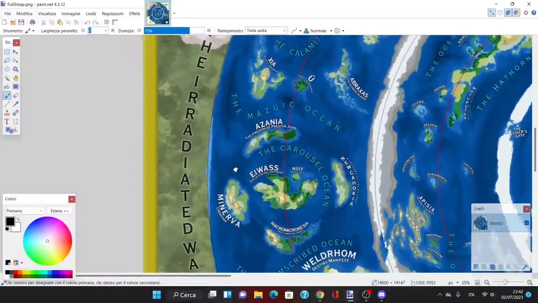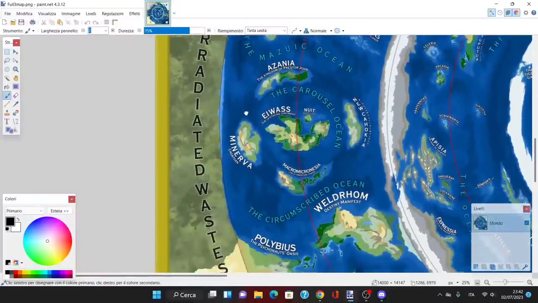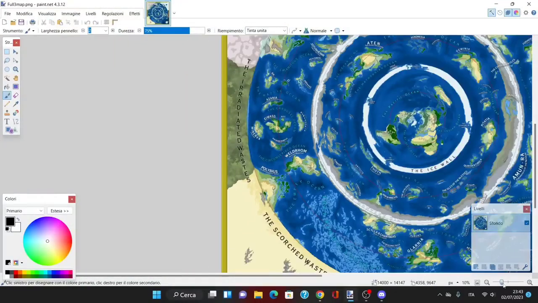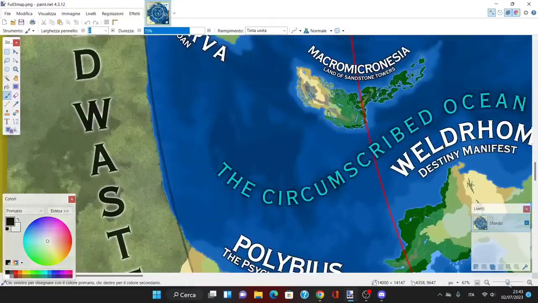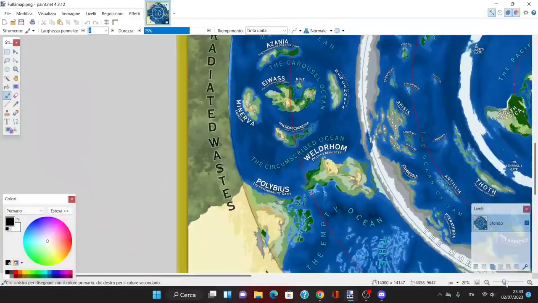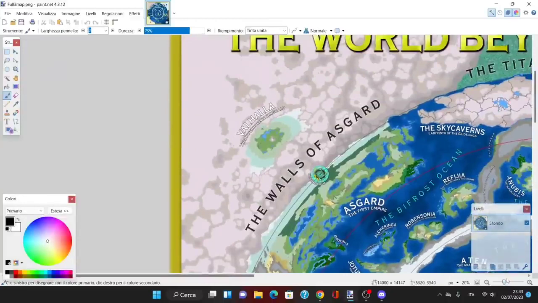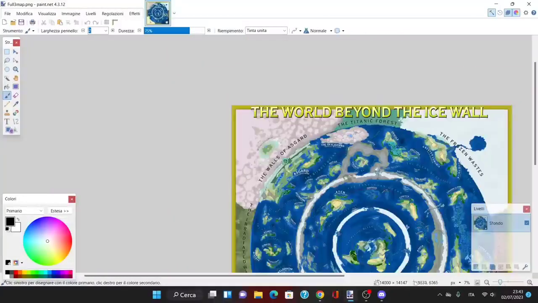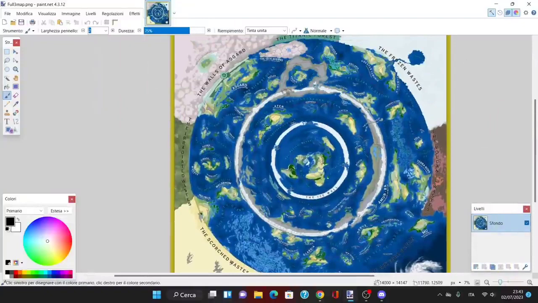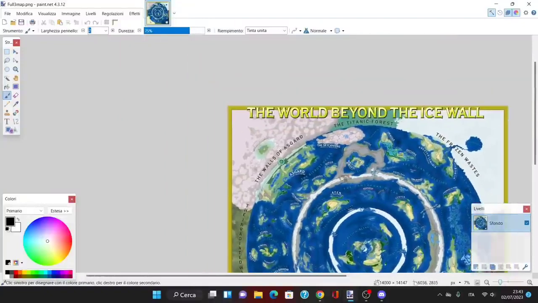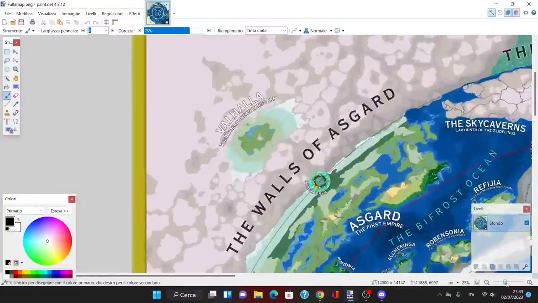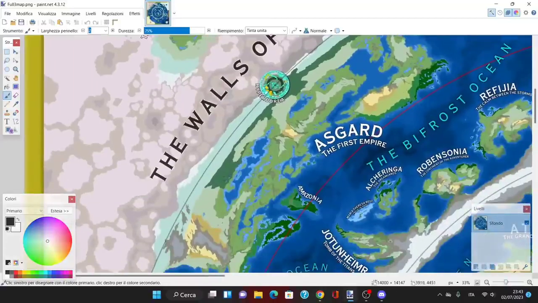Then the irradiated wastes, even nuclear radiation. Well, probably not nuclear since it's not natural, but something like that probably. And then once again the walls of Asgard. So you can see just how big and important the walls of Asgard are, that they are one of the major dividers between the second ring and whatever is outside of it, and you can really see how important Asgard itself is.